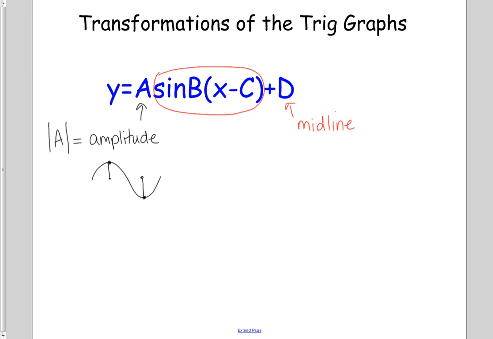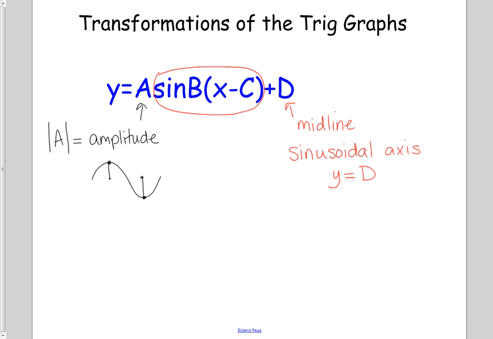We can also call this the sinusoidal axis, which I clearly can't spell, but the sinusoidal axis is another fancy name for the midline, and that would be y is equal to d, however much you move up or down. So if d is positive, it's going to move you up. If it's subtracted, it will move you down.